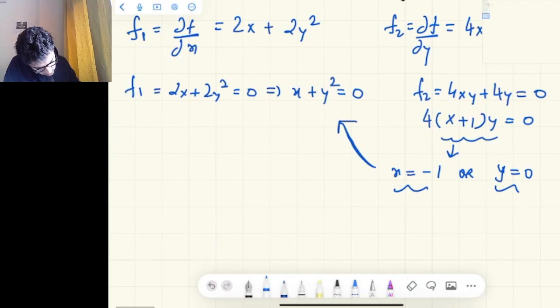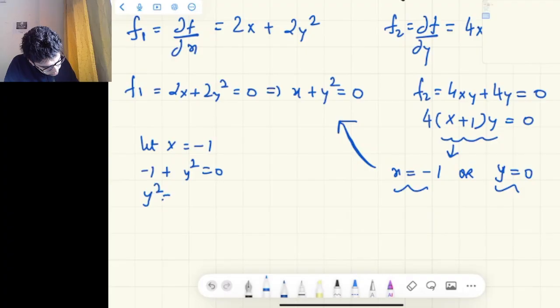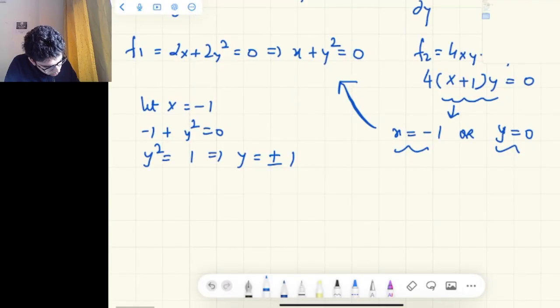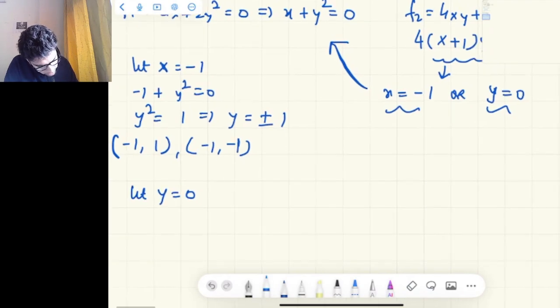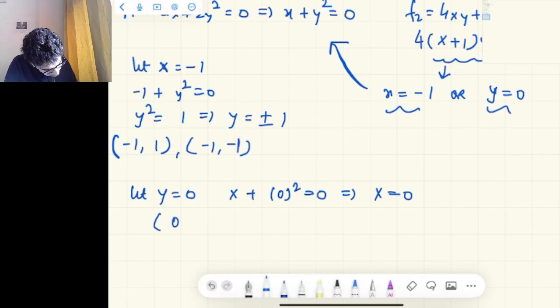And this will give me x plus y squared, right? So let x be equal to minus 1. So minus 1 plus y squared is equal to 0. This means that y squared is equal to 1, which implies that y is equal to plus or minus 1. So the points that we have gotten from this are (-1, 1) and (-1, -1). Now in the second case we have y equal to 0. So let y be equal to 0. Now I have x plus 0 whole squared equal to 0, which gives me x equal to 0. So the point that we have is (0, 0).